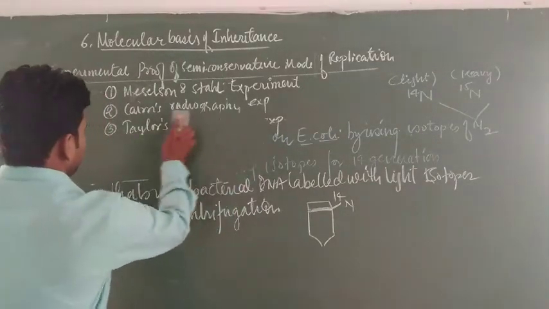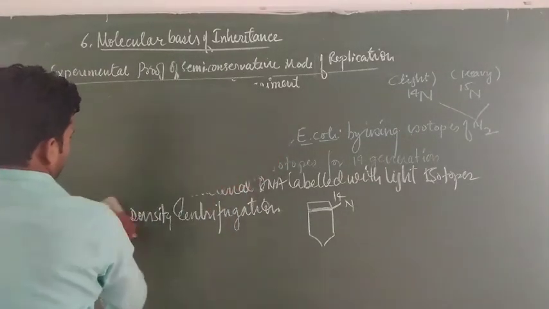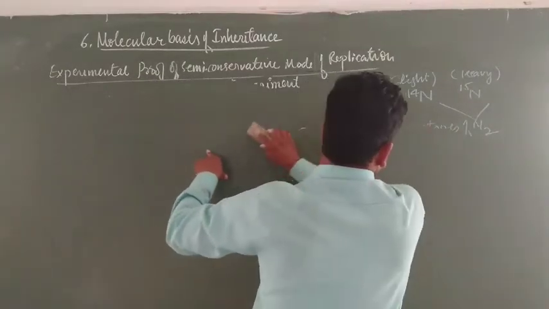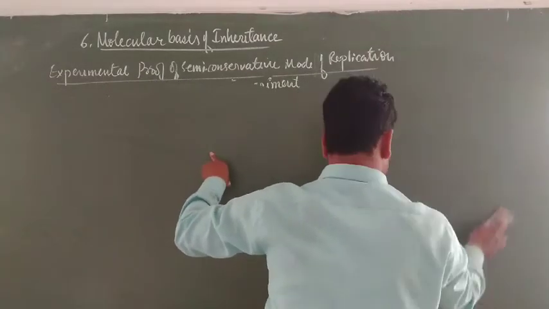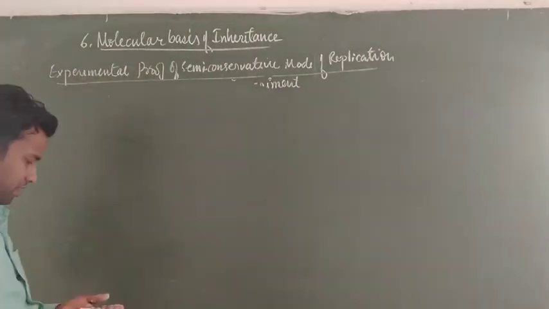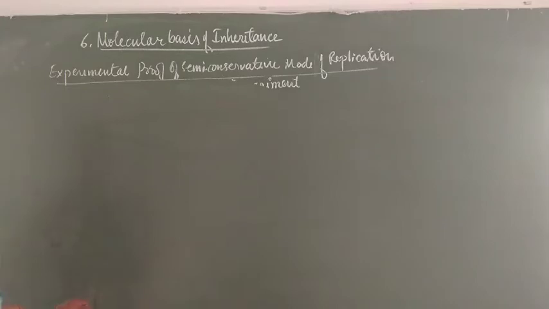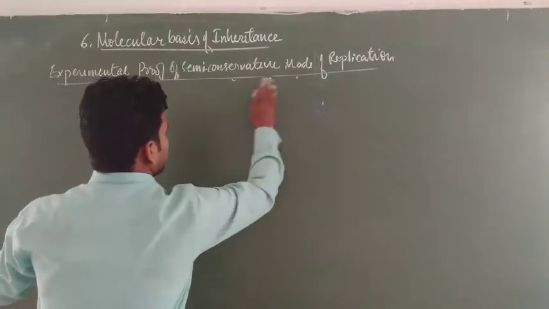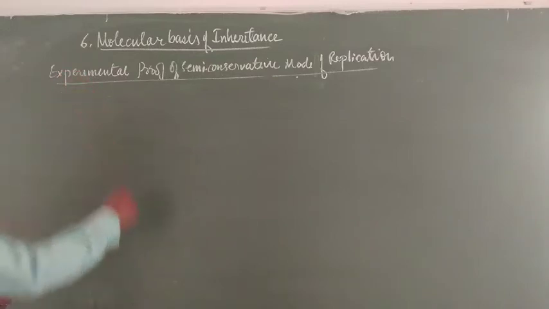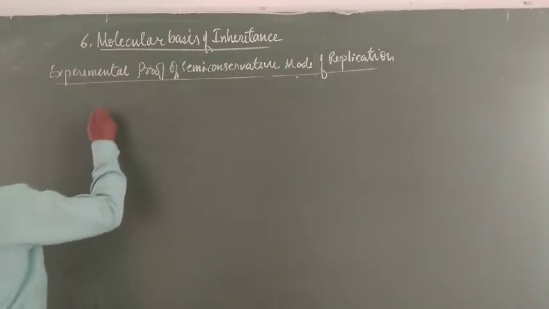Now, in the second experiment, they labeled the bacteria for 14 generations in N15-containing solution, and they formed N15 strands, a bacterial DNA labeled with N15.